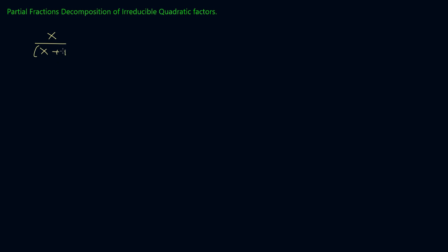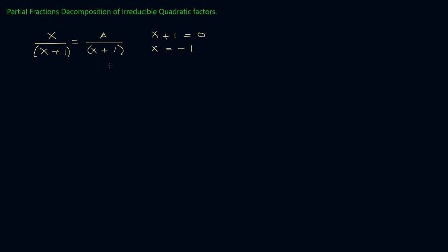Remember, x plus 1 is a linear factor in the sense that if I solve for x, I get x is equal to -1. Now, if I was to decompose this fraction as an example, the numerator has to be a constant, which we've seen in the previous example is equal to A.